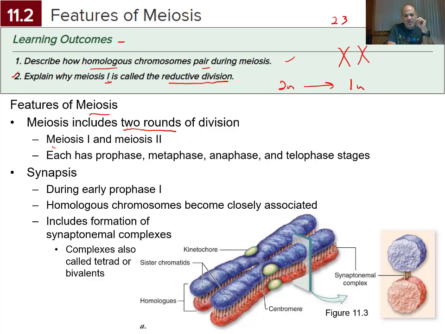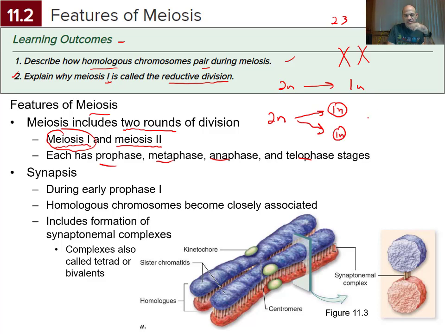The first division is going to be called meiosis 1. It's going to have the same stages, prophase, metaphase, anaphase, telophase, as we do in mitosis. But during meiosis 1, we call it prophase 1, metaphase 1, anaphase 1, telophase 1. Once we're done with that, then we go through meiosis 2. In meiosis 2, you're going to have prophase 2, metaphase 2, and so on. But the first division is going to be the one that takes us from 2N and gives us 2 cells that are haploid.